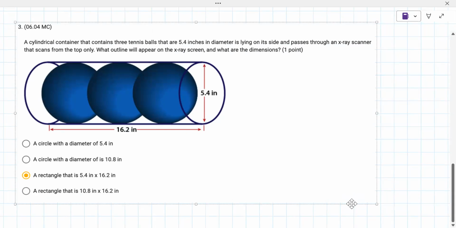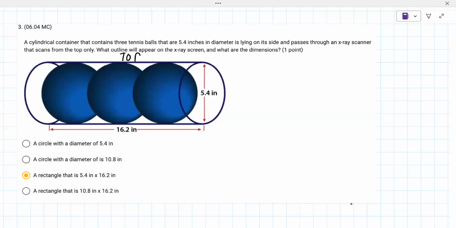Cylindrical container contains 3 tennis balls that are 5.4 inches in diameter, lying on its side and passing through an X-ray scanner. Scans the top only. What outline will appear on the X-ray screen? Interestingly, when it says top, does it mean, is this the top or is over here the top?